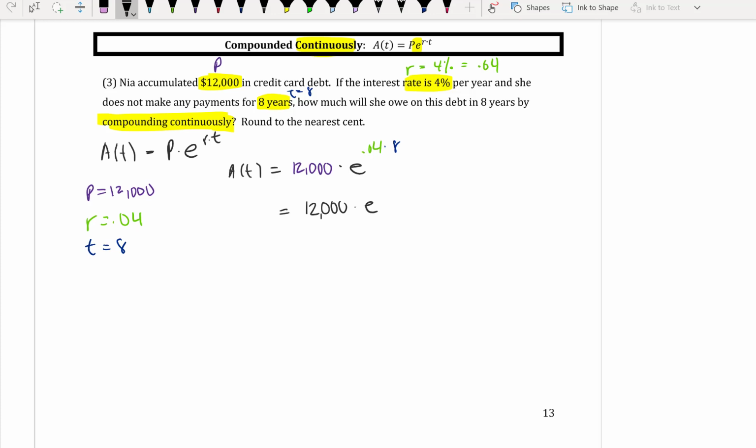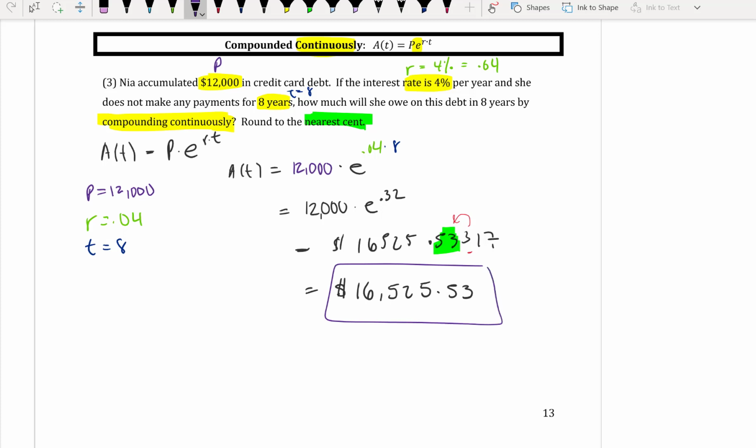So 0.04 times 8 gives me 0.32. So 12,000 times E to the 0.32 power, that's going to give me, if I'm rounding to the nearest cent, 16525.53317. So remember, I'm rounding to the nearest cent. So since I'm talking about money, I'm rounding to 2 decimal places. So this 3 is going to tell me to leave that alone. So I have in dollars 16,525.53 as my final answer.